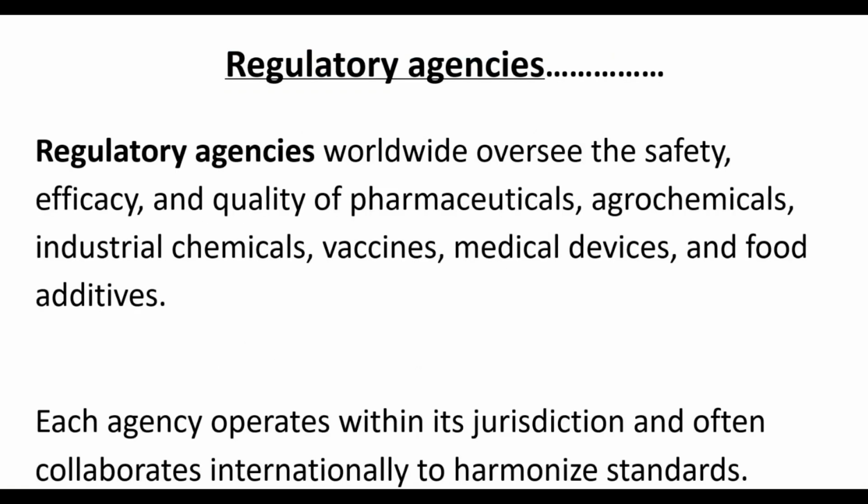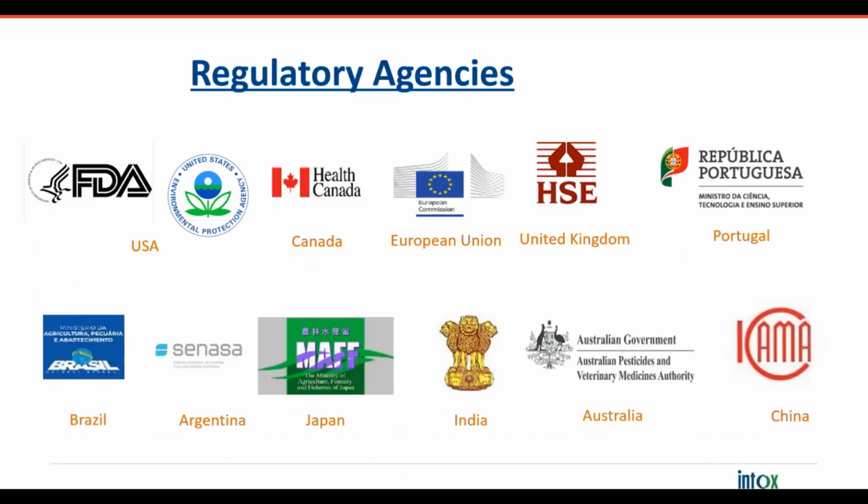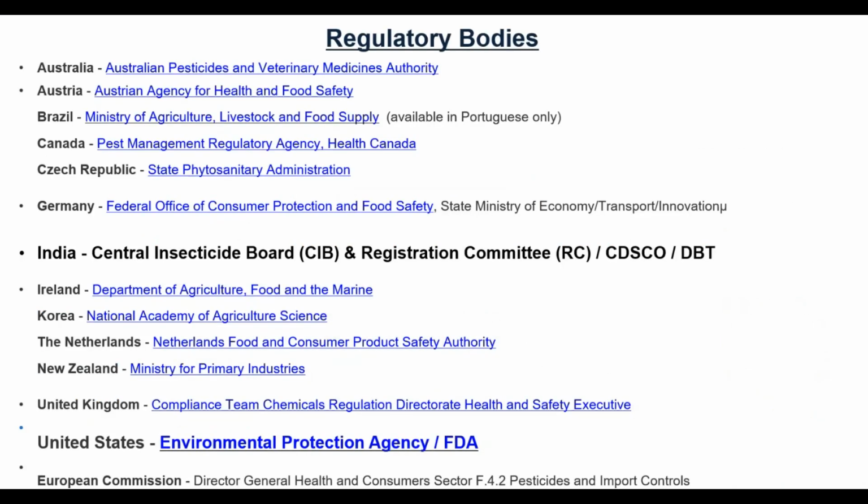Regulatory agencies worldwide oversee the important parameters of safety, efficacy and quality. Each agency, as I told you, operates within its jurisdiction and often collaborates internationally to harmonize standards. That's what the ICH and OECD guidelines are. These are harmonized guidelines accepted by most countries, although there are small differences. Here are some regulatory agencies I just listed, such as the FDA in the USA and others. I'm not going into the details of those. Actually, the majority of these are pesticide regulatory authorities, except a few.